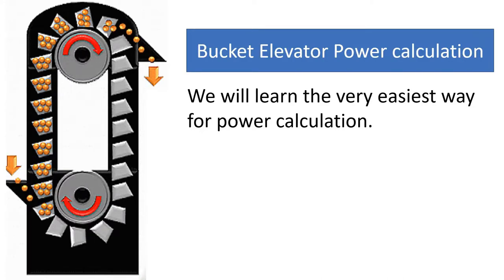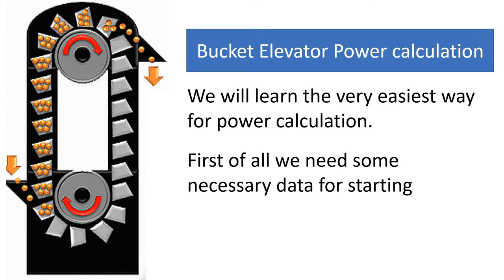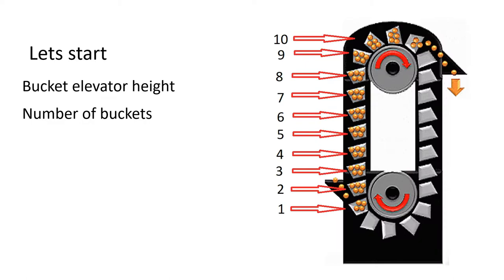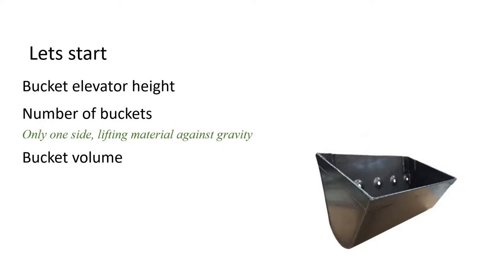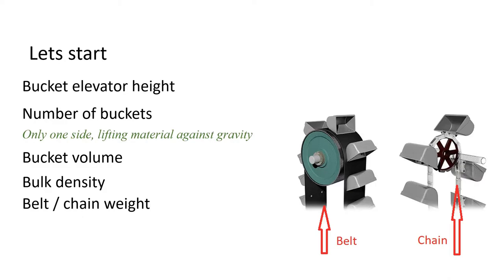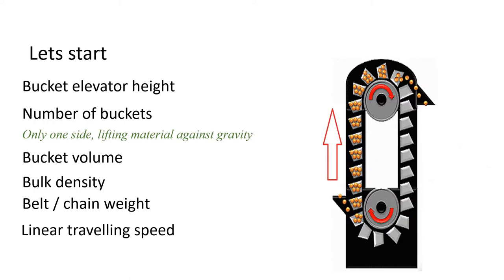Hello everyone, as you can see in the title, today we will learn the very easiest way for power calculation. We need some data, for example, the height, the number of buckets, only one side, lifting material against the gravity, and the bucket volume. Bulk density, the chain, if it's belt, the weight per meter weight we need, the linear traveling speed.